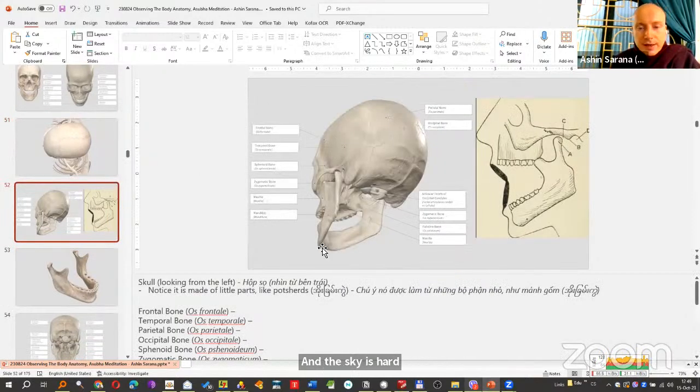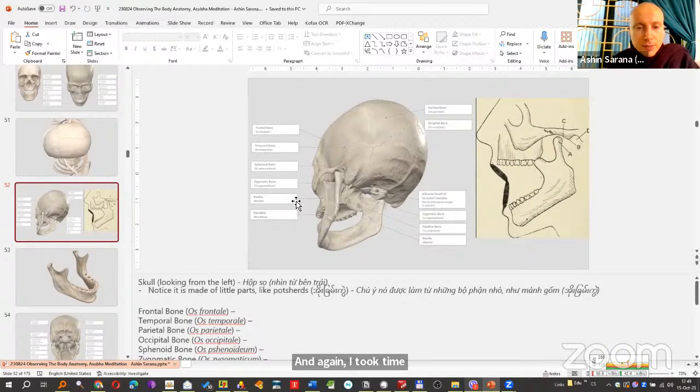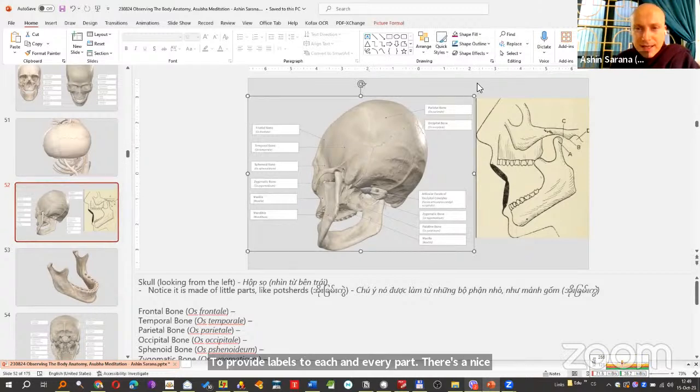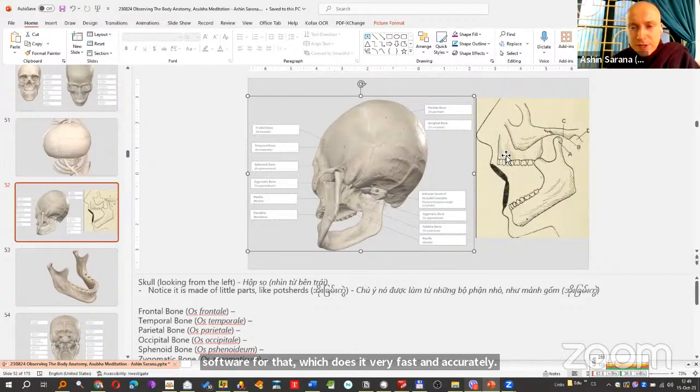Okay, now let's look at the skull from below. So we can see here the lower jaw. And again, I took time to provide labels to each and every part. There's a nice software for that, which does it very fast and accurately. So it's not that I would like research it, not at all. The software does it for me, but I have to click where I want to have the label and where I want it to point out and which labels I want and so on.